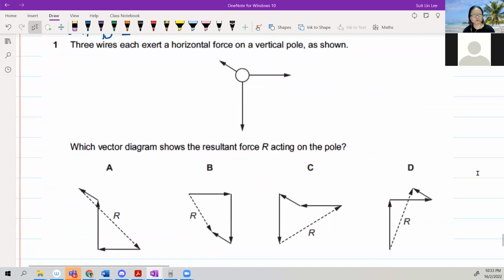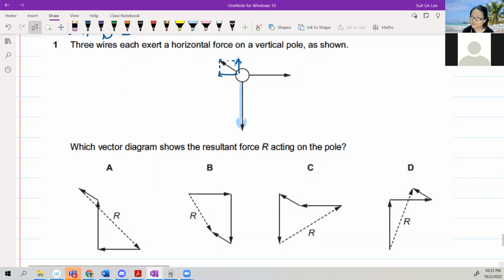Which vector diagram shows the resultant? So many arrows. Now these 3 arrows are not balanced, and hopefully it's obvious that it's not balanced because if I use this to split this one, this tiny upward arrow is not going to balance this large downward arrow.